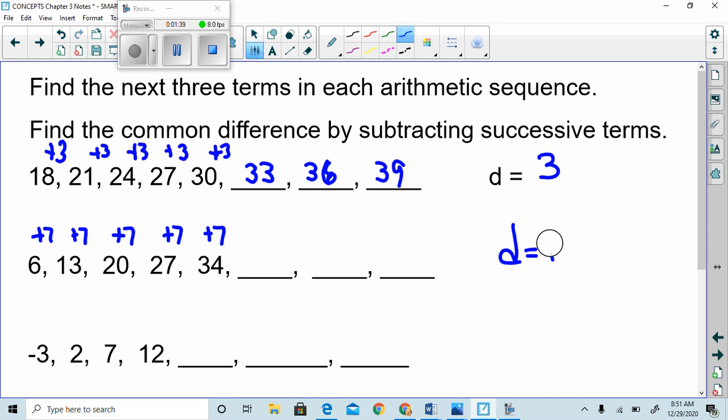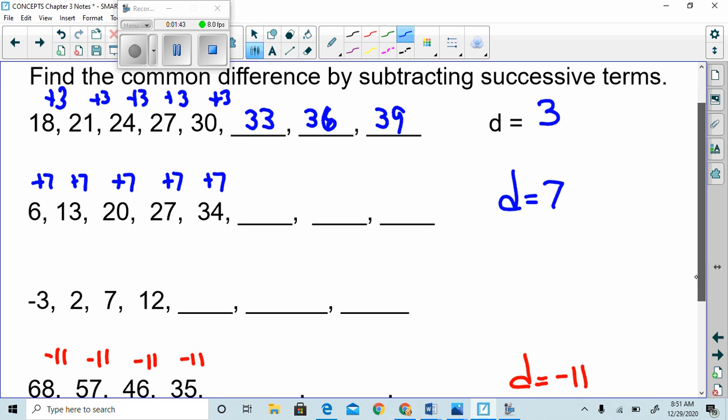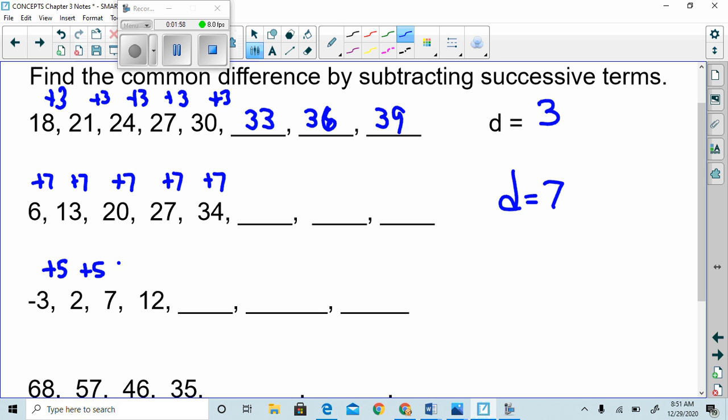The third one. Okay, I'm getting into -3 to 2, 2 to 7, 7 to 12. And again, by subtracting, I'm going to see the common difference is 5. And again, you can continue that pattern, and we'll reveal the answers in class.